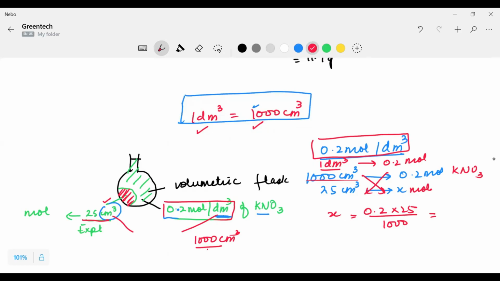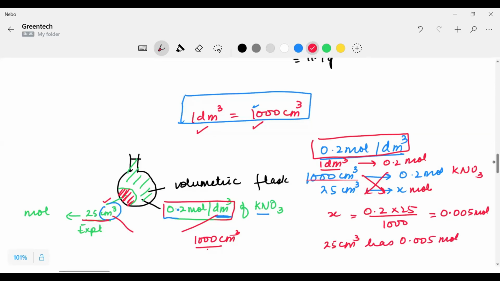The answer will be this. Have you simplified? What is the answer? 0.005 moles is present in 25 cm cube. So we can say that the 25 cm cube, which we are extracting for the experiment, has 0.005 moles. Am I right? Is it clear? Is the concept clear?